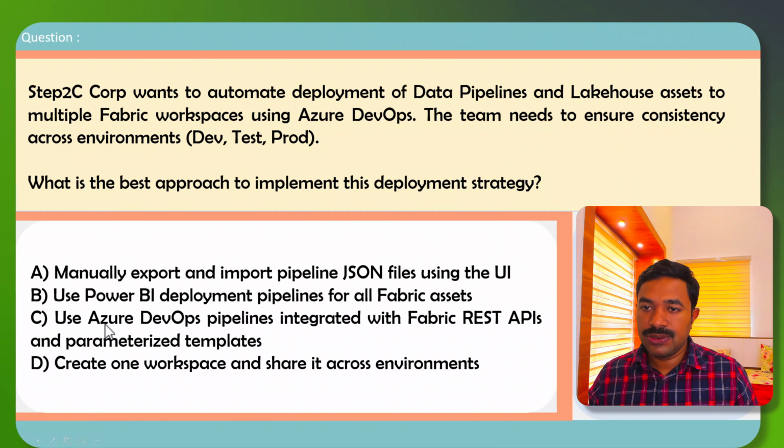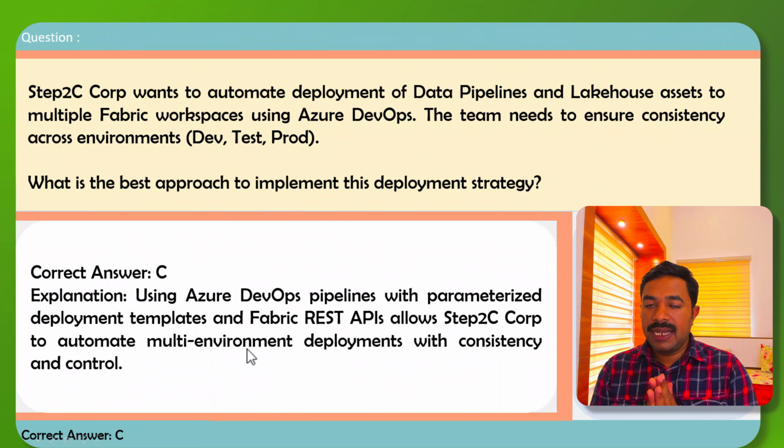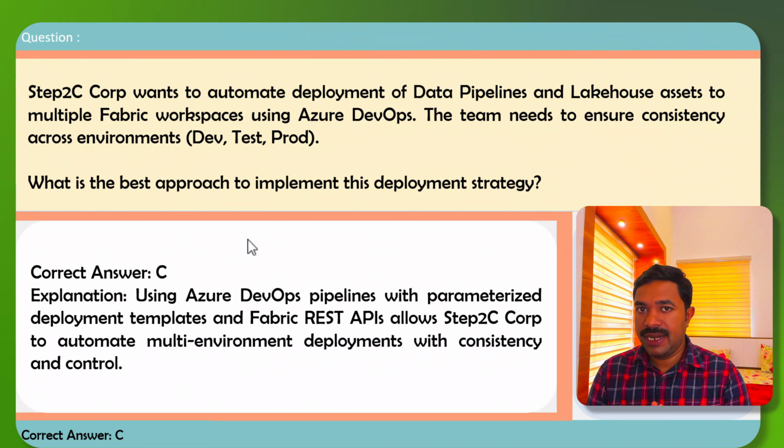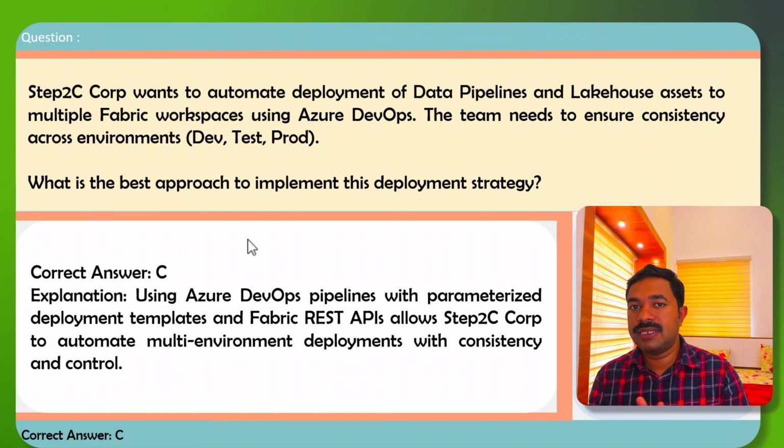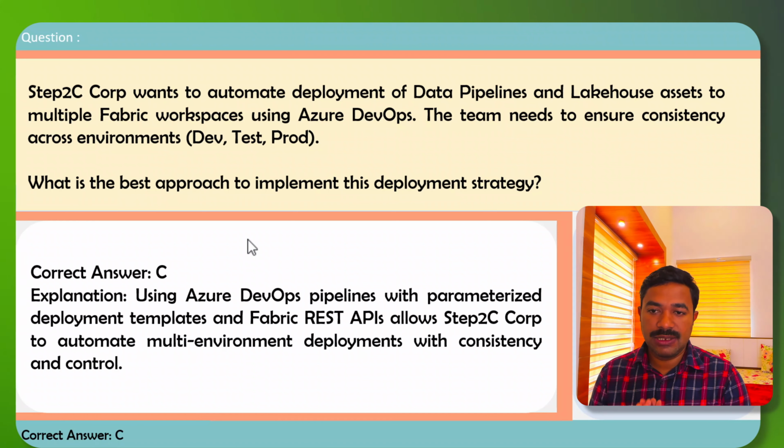And the right answer is to use Azure DevOps pipeline integrated with Fabric REST API and parameterized template. So the right answer is option C. Using an Azure DevOps pipeline, a parameterized deployment template and Fabric REST API allows Step2C Corp to automate multiple environment deployment. That means if you have a dev environment and you develop something, you could deploy the changes to the UAT environment, and from UAT you could deploy the changes to the prod environment using Azure DevOps.